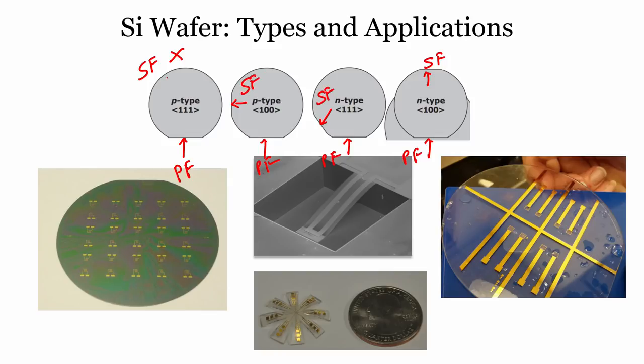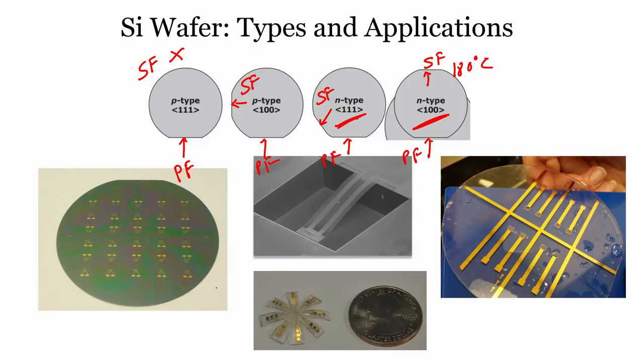right? If there is no secondary flat, the wafer is p type 111. If there is a secondary flat at 90 degree with respect to the primary flat, the wafer is p type 100. If the secondary flat is at 45 degree with respect to the primary flat, it is n type 111. And finally, when you have the secondary flat at 180 degree with respect to the primary flat, then your wafer is n type 100. What I mean is that if you have a secondary flat with respect to the primary flat at 180 or 45, you have 100 and 111. These both are n types.